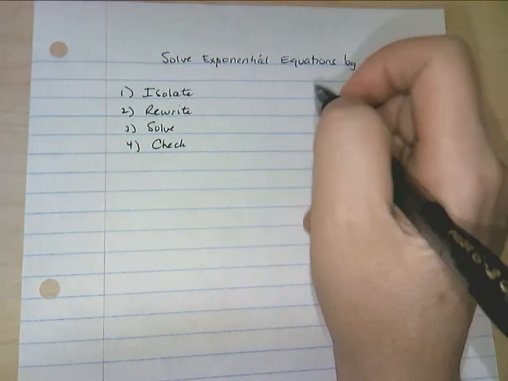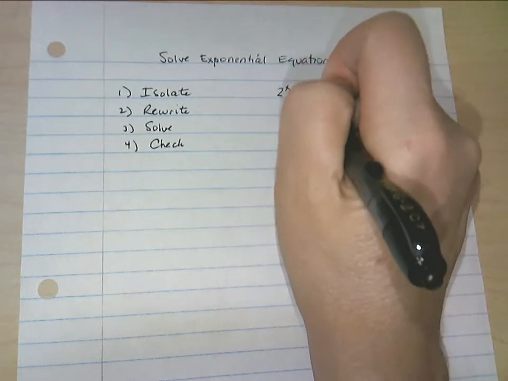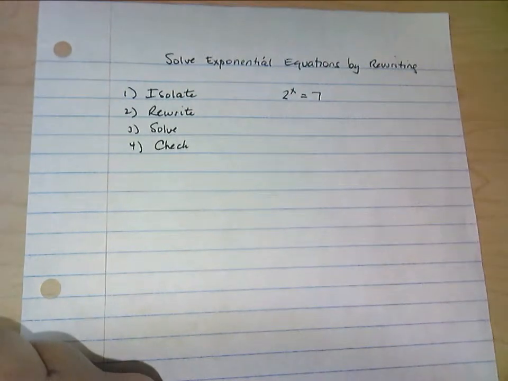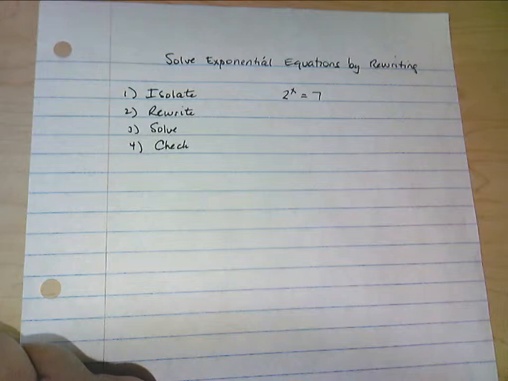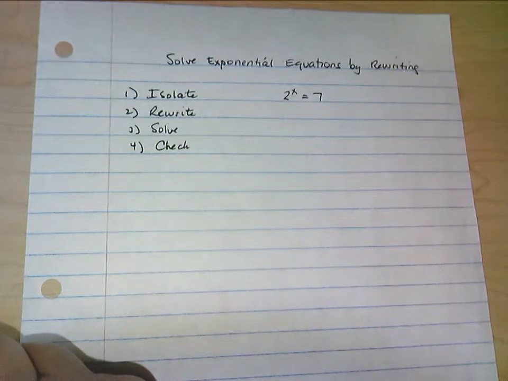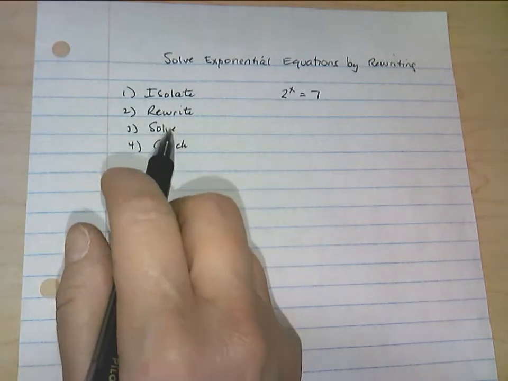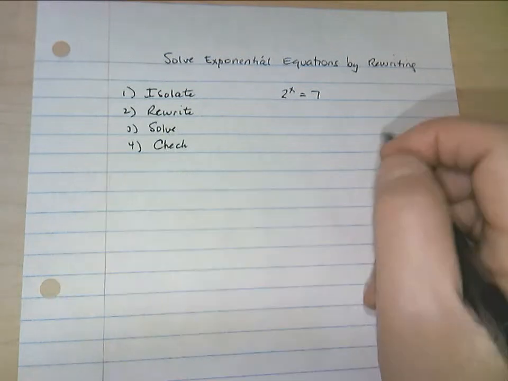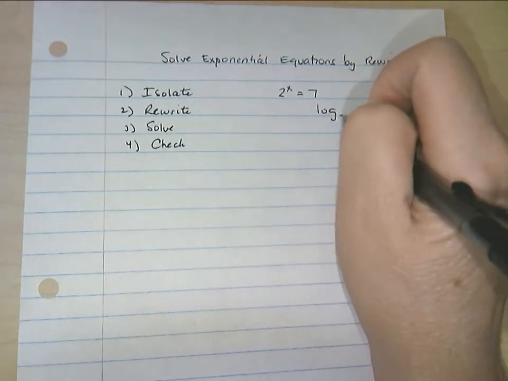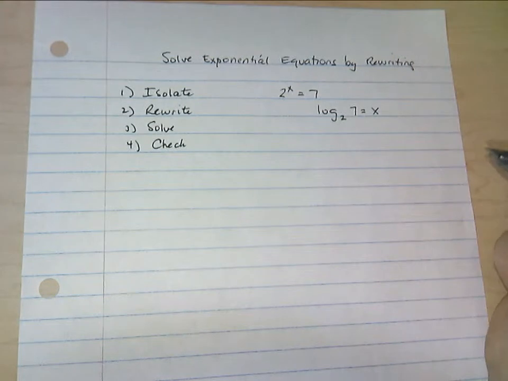For example, if I had 2 to the x power is equal to 7, well, that term's already isolated. There's nothing around the 2 to the x power. There's nothing added to it. There's nothing subtracted from it, nothing being multiplied. So I can go right to the next step and rewrite that as a logarithm. So I would have log base 2 of 7 is equal to x.